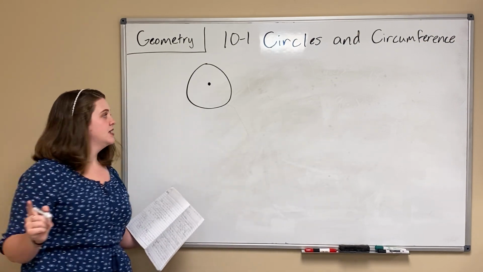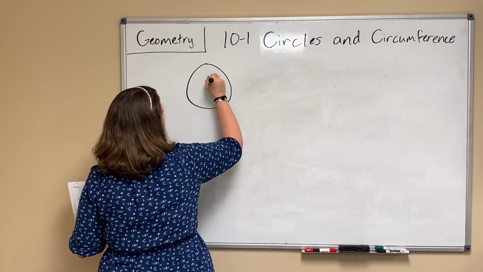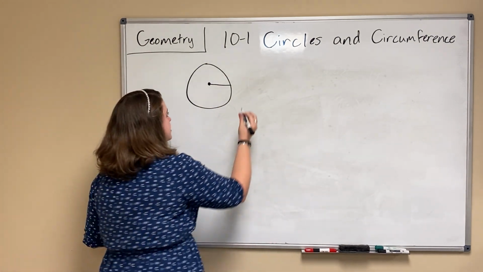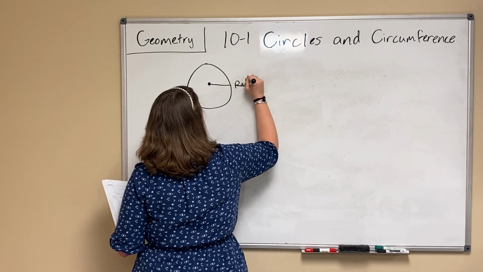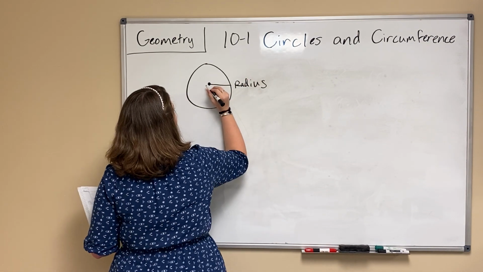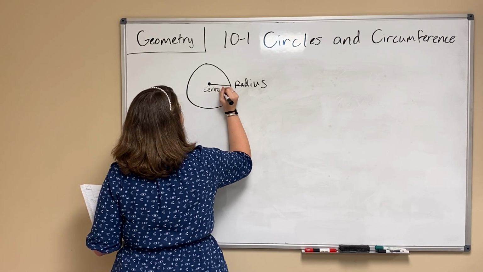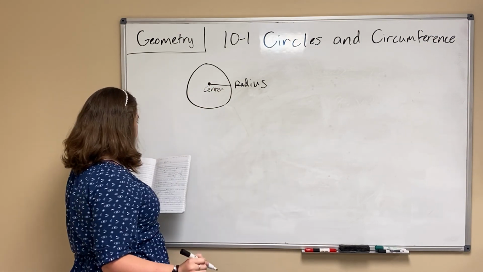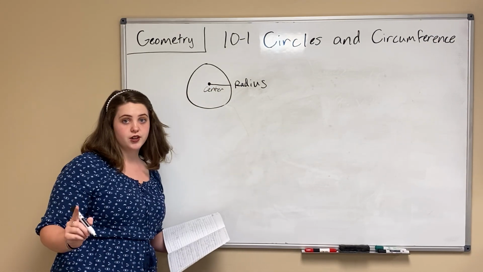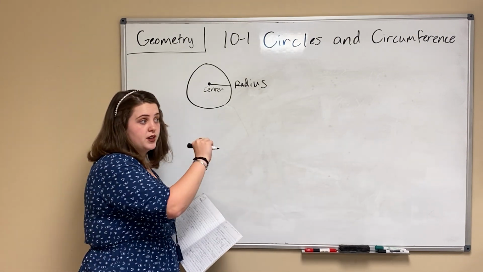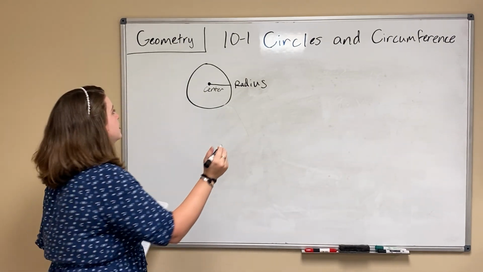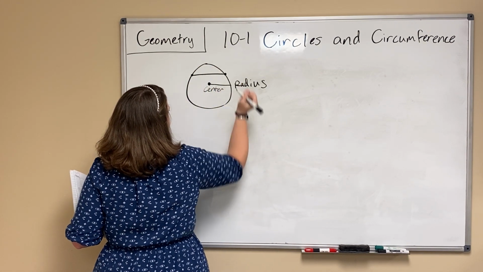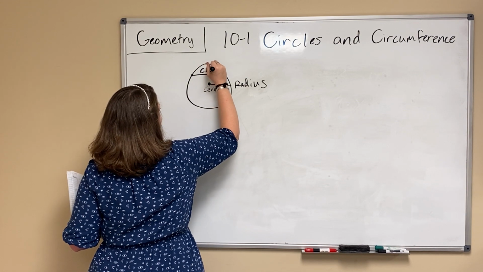A radius is a line that goes from the center of the circle to the edge of the circle. This is a radius. I guess while I'm at it, this is the center. A radius goes from the center to the edge. A chord goes from one edge to the other. So it's a line that goes from one edge to the other. We call that a chord.